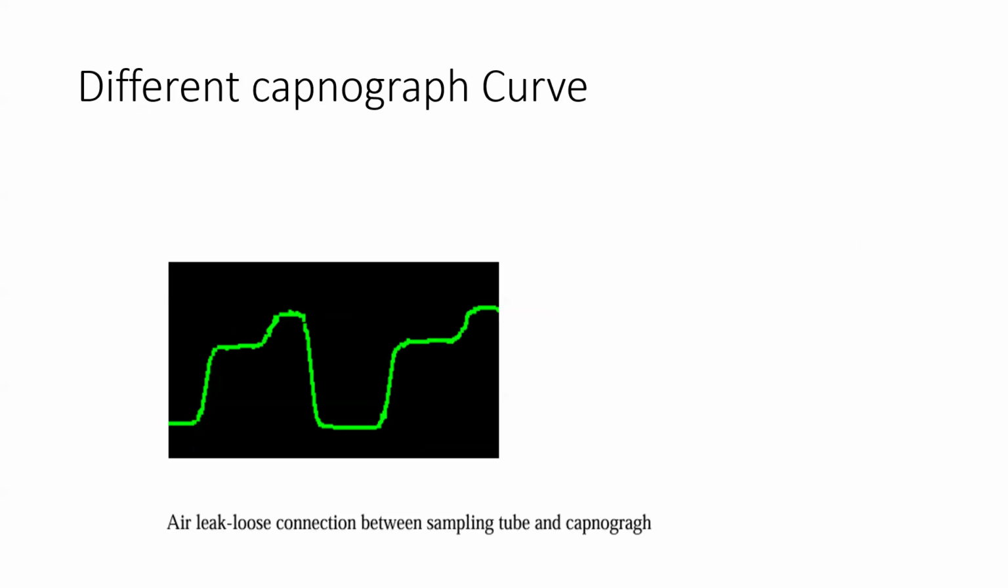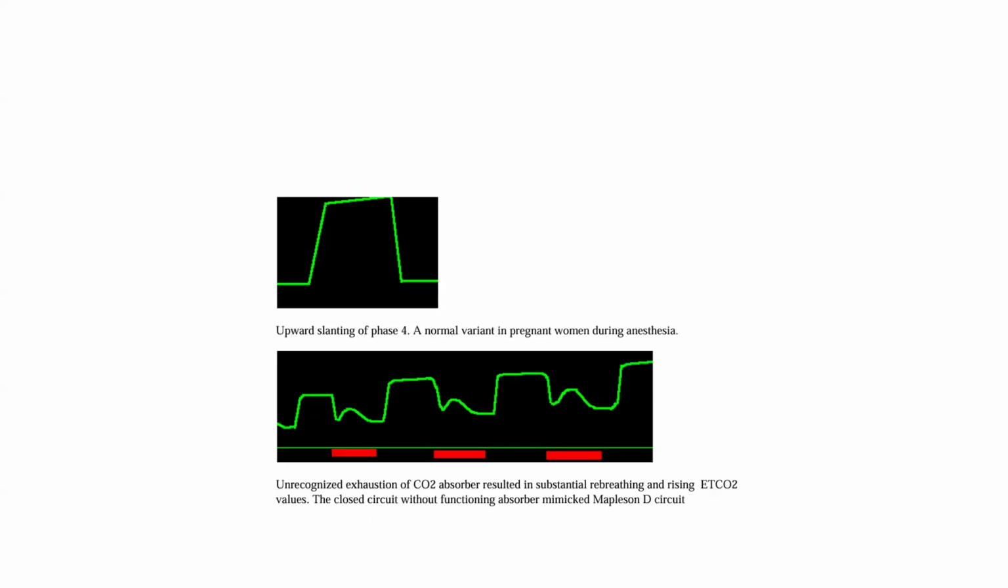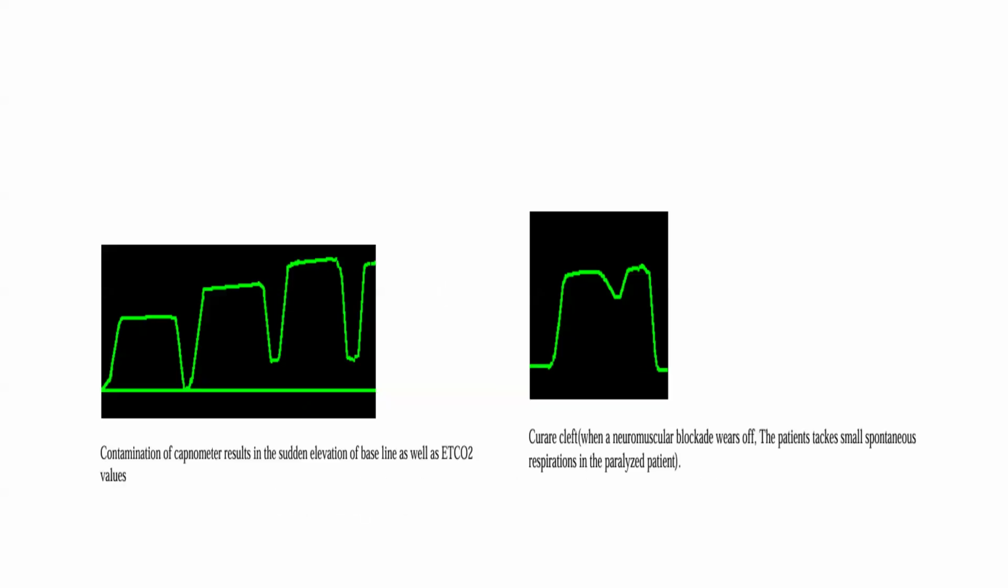So this is the air leak or loose connection between the sampling tube and capnography. The first diagram is showing the rebreathing capnograph of a Mapleson D unit, Bain circuit, and exhausted CO2 absorber. This shark fin appearance of the capnograph, as we have discussed earlier, is seen in bronchospasm, COPD, emphysema. This upward slanting of phase 4 is a normal variant in the pregnant female during anesthesia. This capnograph shows unrecognized exhaustion of the CO2 absorber resulting in substantial rebreathing and rising EtCO2 values. This is the contamination of the capnometer resulting in sudden elevation of baseline as well as EtCO2 value.